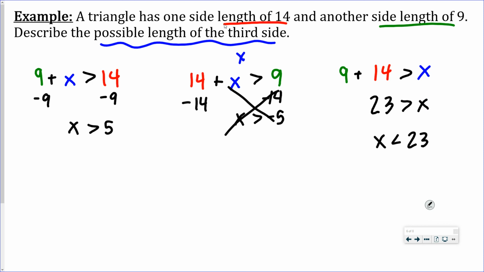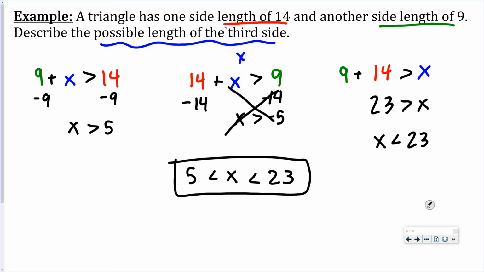So to write this possible range of values, I want to compound inequality this. I want to sandwich it. Start with 5, then 23. It just says find the third side, so we can call it x, that's fine. And then put your symbols that way. And that says everything in between 5 and 23. So could I have a side length of 5?